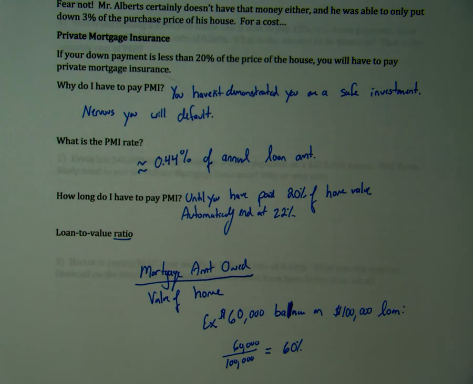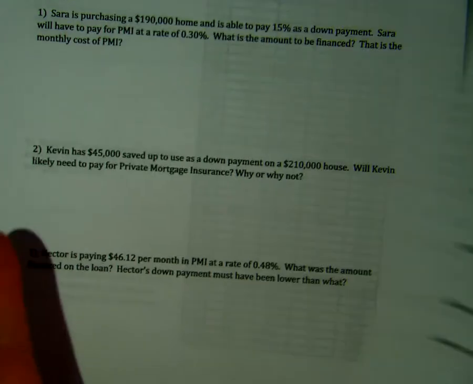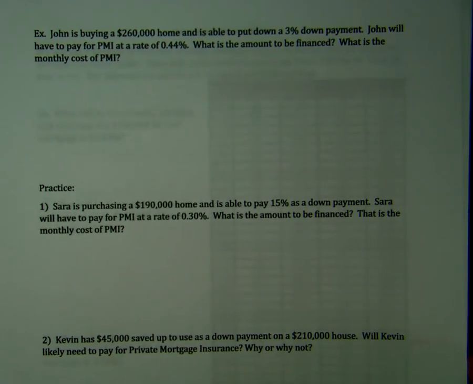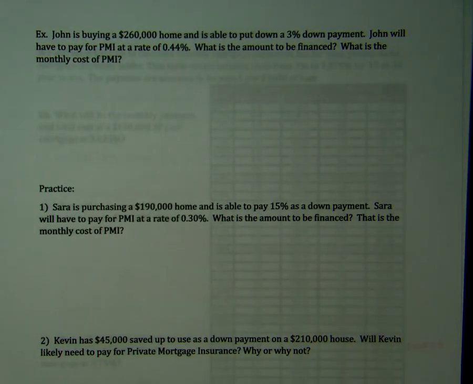Okay, all right. So we'll do an example here for PMI. We do a couple examples, and then this is your homework. So John is buying a $260,000 home, and he's able to put down a 3% down payment. John will have to pay PMI, and the PMI interest rate is 0.44%. What is his amount to be financed, and what is the monthly cost of PMI?